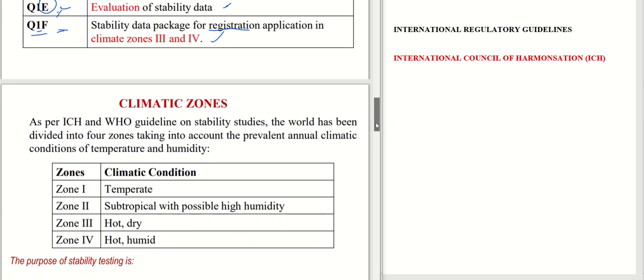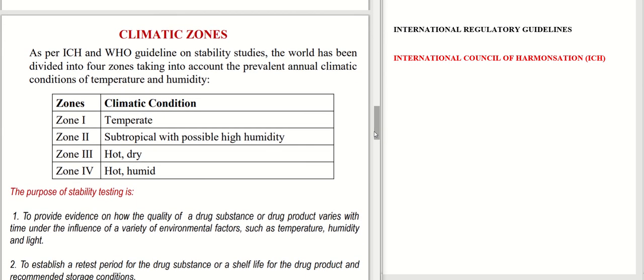Now let's see what these climatic zones are about. Are these really important? Yes, because if we are supposed to manufacture drugs or drug products, and export these products to other countries, we need to check the stability of the products in this region and in the region where we are going to export. So as per ICH and WHO, the globe has been divided into 4 zones based on the annual climatic conditions.